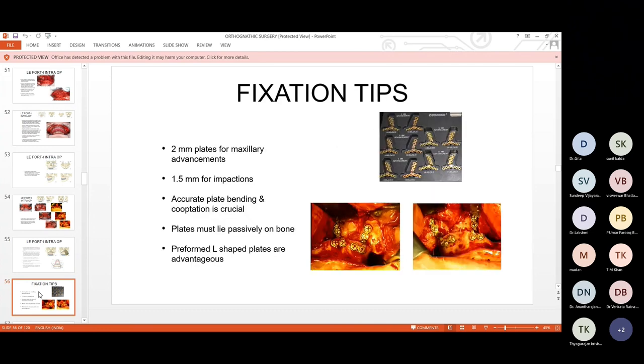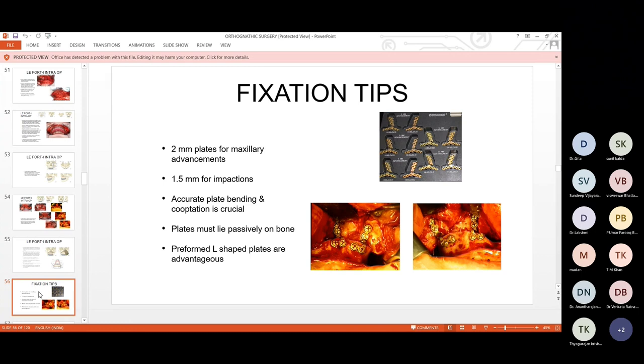So these are some of the fixation tips. 2 millimeter plates for maxillary advancement, 1.5 for impactions because not much movement is required, whereas 2 mm or 2.5 sometimes is required when you are bringing it forward, because generally the impactions are a better stable position than the forward positions. The plate must lie passively on the bone.